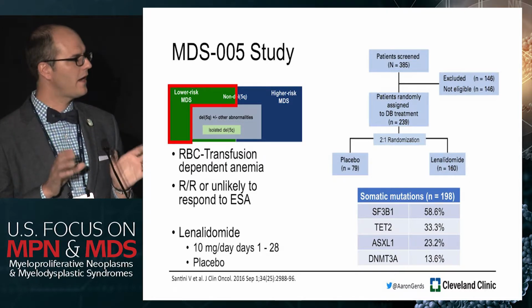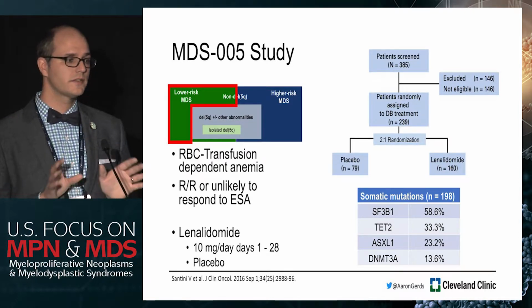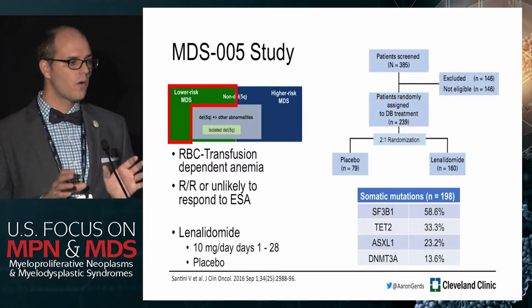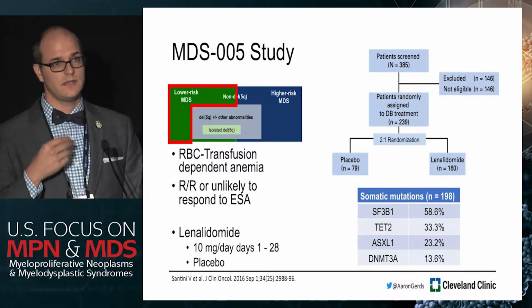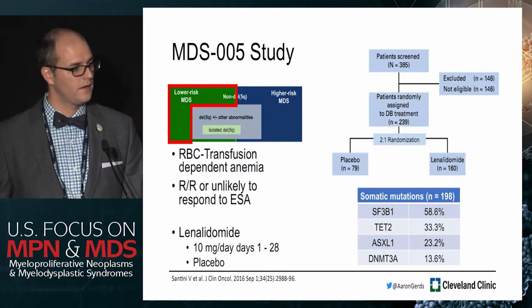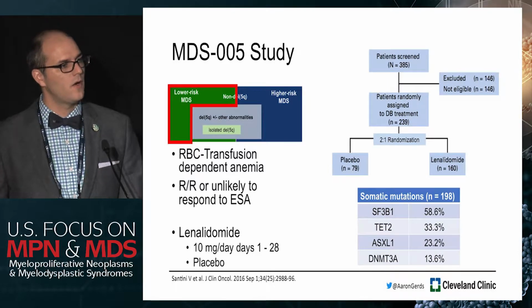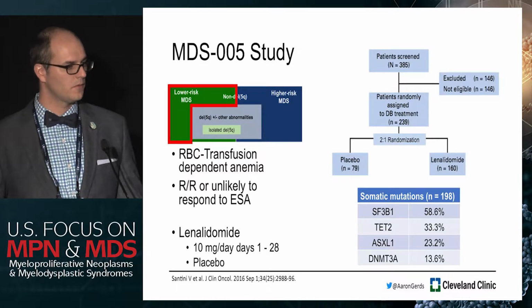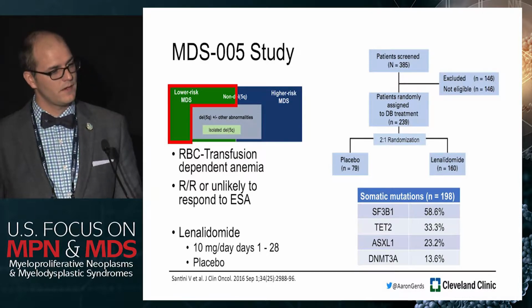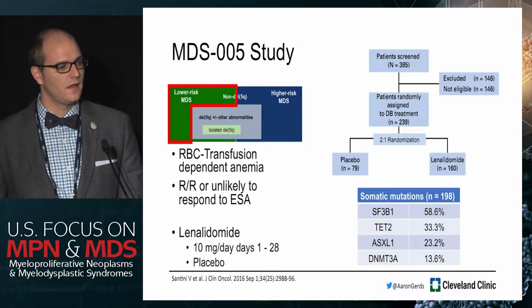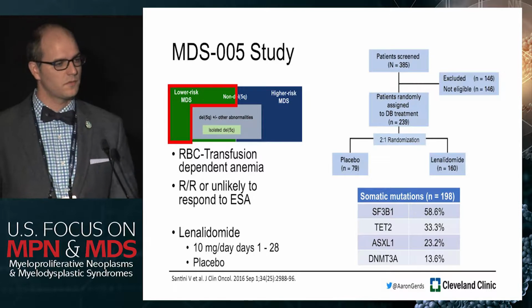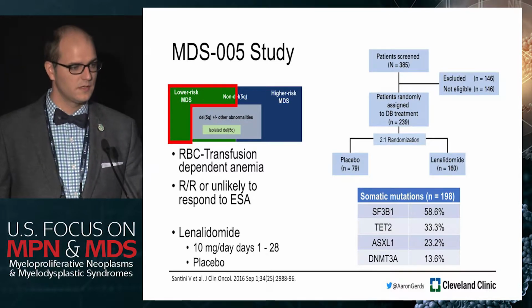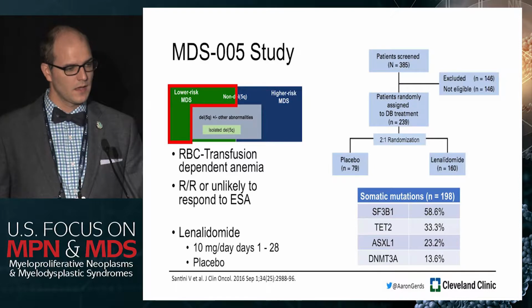So we're looking at patients without the del(5q) abnormality, but they were still all transfusion dependent, and they were either refractory to ESA, so they've received Procrit or darbepoetin or Aranesp or one of the ESAs, or they were unlikely to respond to ESA as predicted by serum erythropoietin levels. And they were all given 10 milligrams per day of lenalidomide. On the right-hand side, you'll see the patients that were screened and went through the study. Again, it was a 2-to-1 randomization to placebo versus lenalidomide.